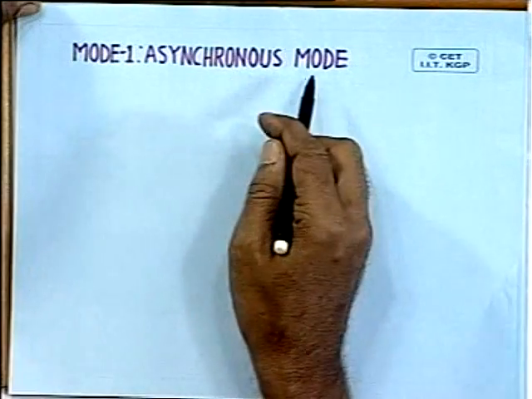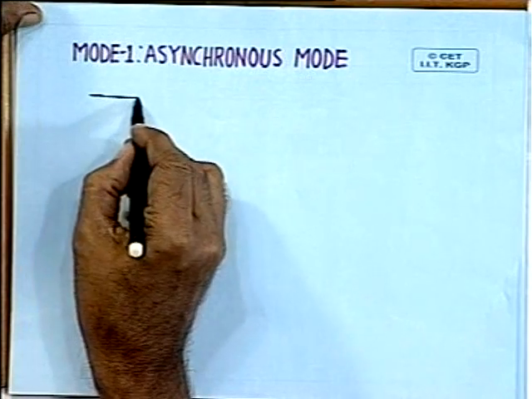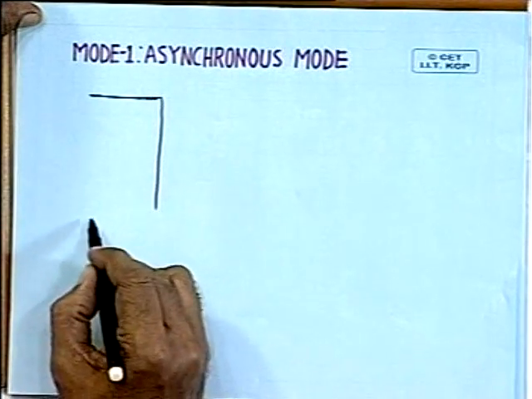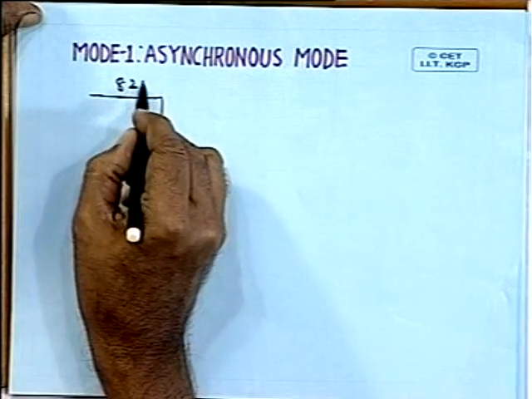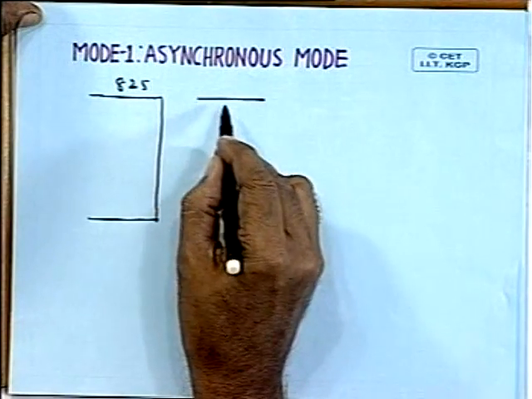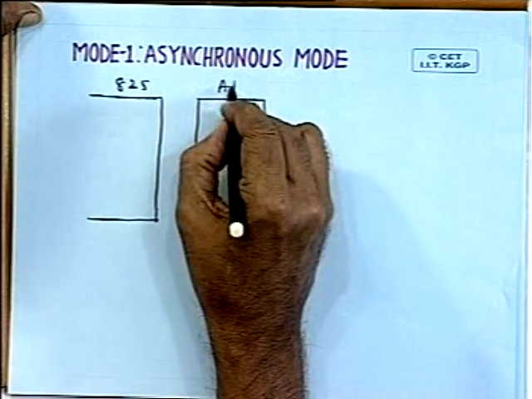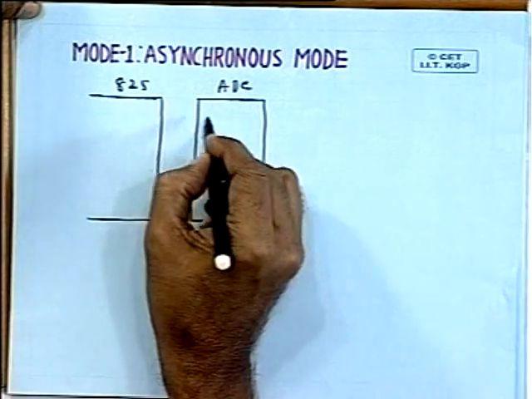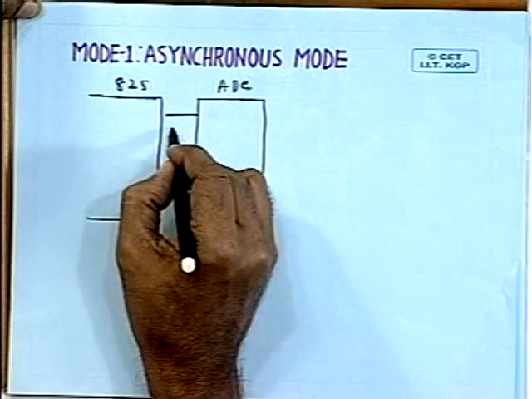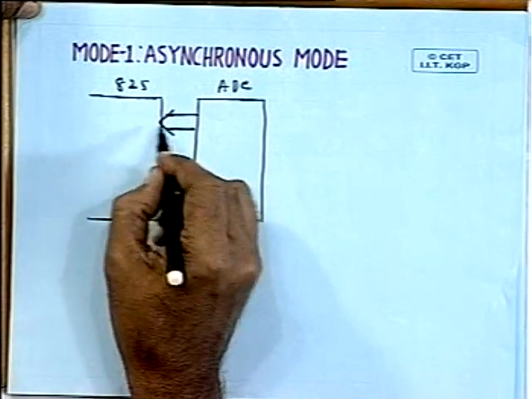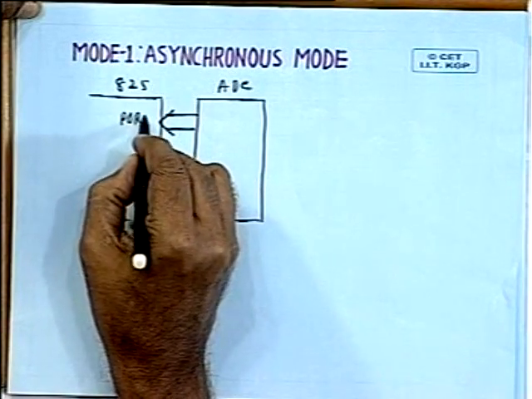Let me explain the operation of this device in both asynchronous mode and interrupt driven mode. First, let me see how it can be used in asynchronous mode. Let's assume that we would like to interface the 8255 to an AD converter, analog to digital converter. Here is the ADC, and an AD converter, as you know, will generate some data, so it has to be connected to the input port, let it be port A.